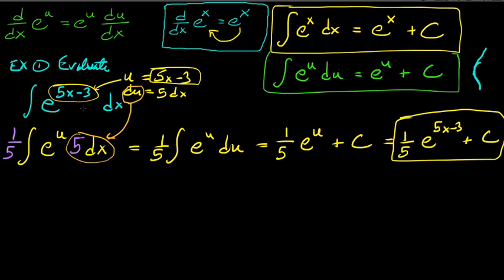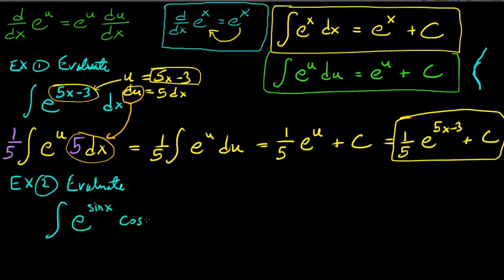You can't just say that the integral of e to the 5x minus 3 is e to the 5x minus 3, because then you'd be forgetting the 1 over 5, which comes in from the substitution, right? This 1 over 5 here. Okay, so that's how the integral of e to the x works, and maybe we'll do a couple more. Yep. So how about if we evaluate, let's do the integral of e to the sine x times cosine x.